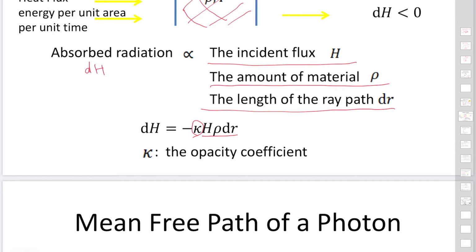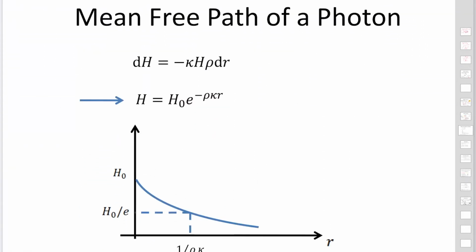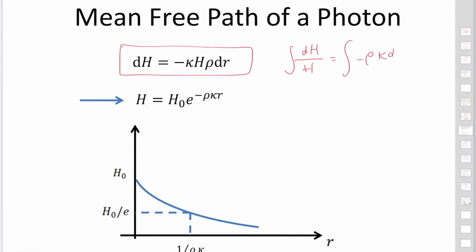Once you understand opacity, you can express this equation: dH equals minus kappa H rho dr. If you consider this as a differential equation, you can express dH over H equals minus rho kappa dr. If we consider rho kappa to be a constant, then it becomes log H equals minus rho kappa r plus an integration constant.